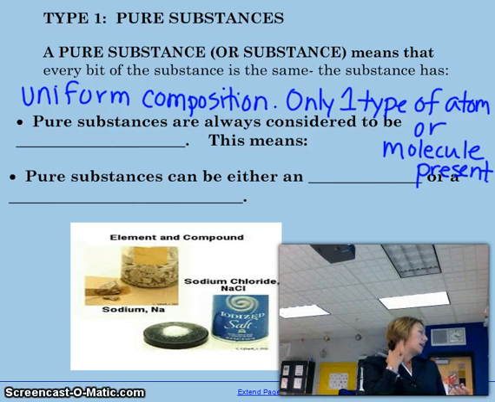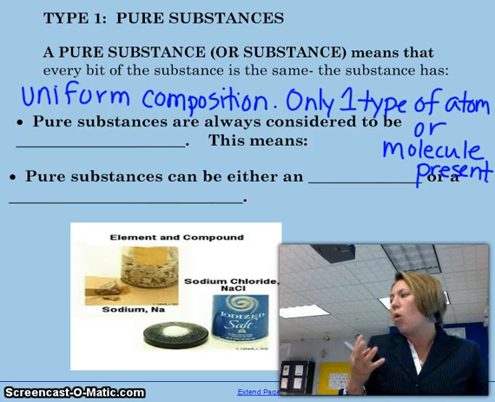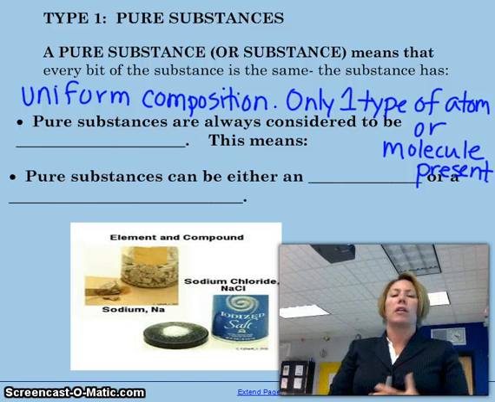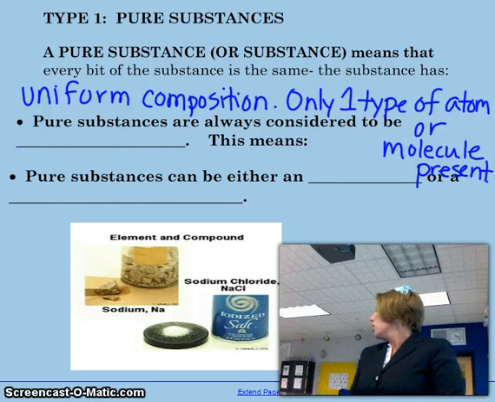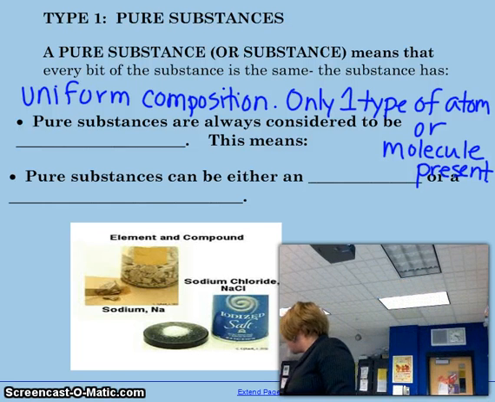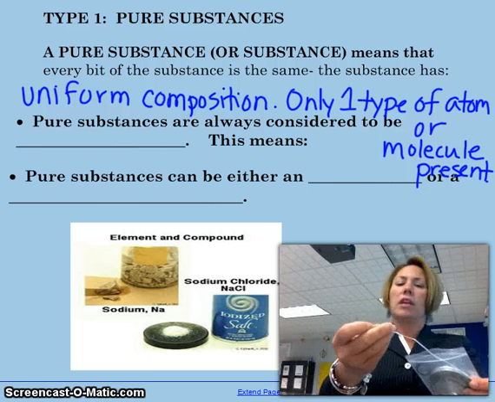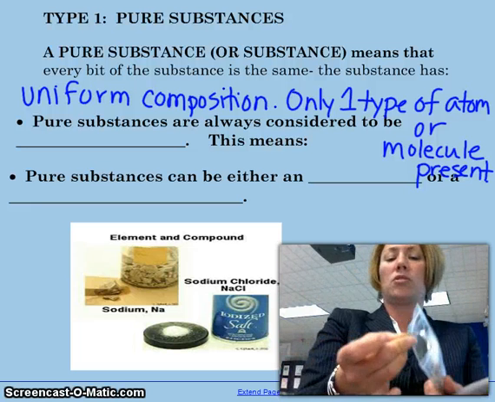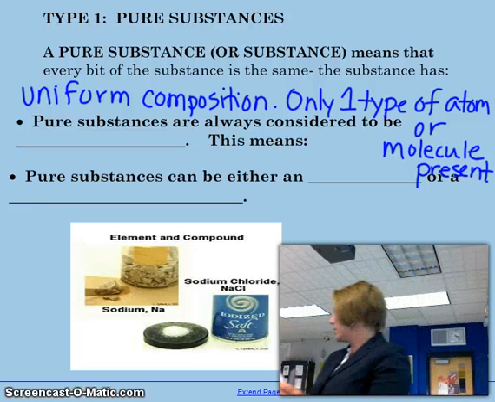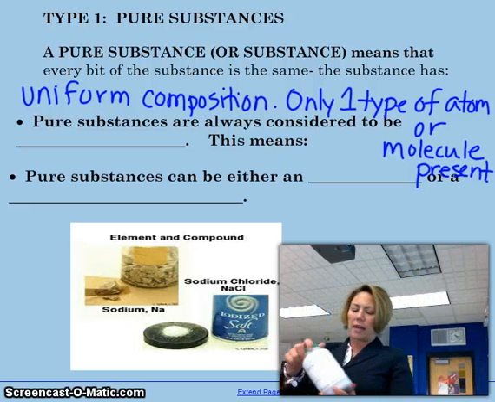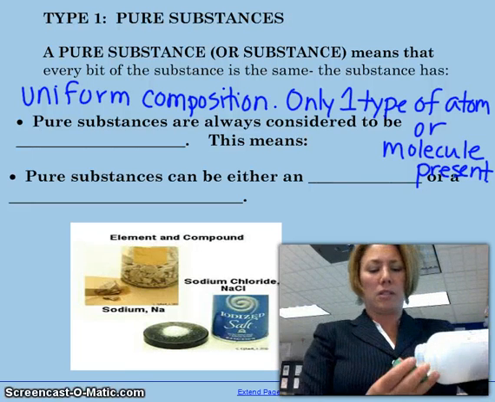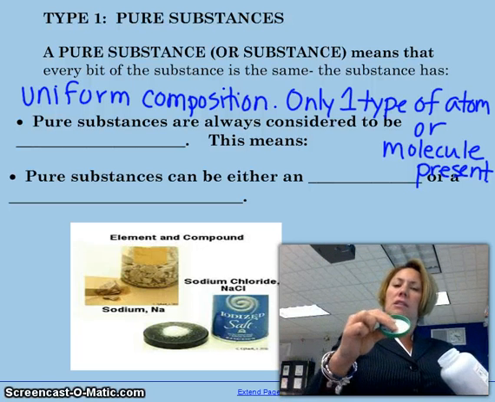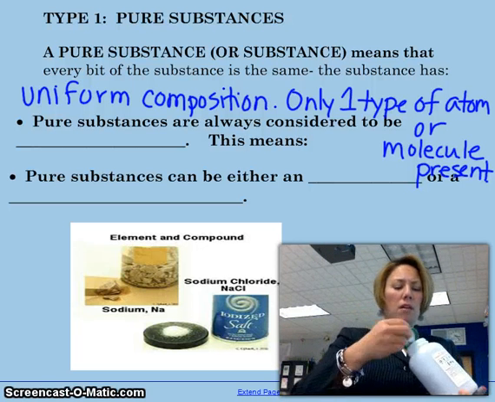When you look at water, water only looks like one thing. There are only water molecules present in pure distilled water. I have some magnesium ribbon here. All that this is composed of are magnesium atoms. It's pure. There's no other type of matter present. It's an element. This is some elemental zinc. When you look at zinc, there's only one type of atom present, and those are zinc atoms.